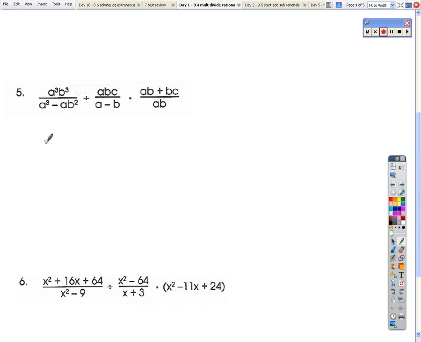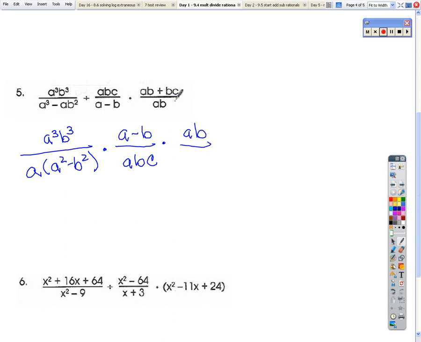Okay, so for 5, I'm going to rewrite this one. But my denominator, I can factor out an a. Oh, and now I have a difference of 2 squares, so I'll factor that next. I need the reciprocal of this fraction, because it's division. And now from here, I can factor out a b. Oops, I shouldn't be taking the reciprocal of that one. This fraction is multiplying, so it stays, the numerator and denominator stay where they should. Okay.